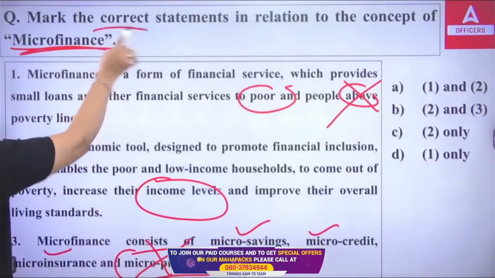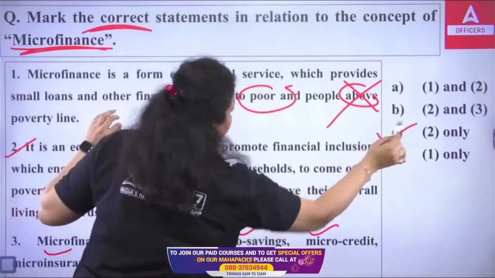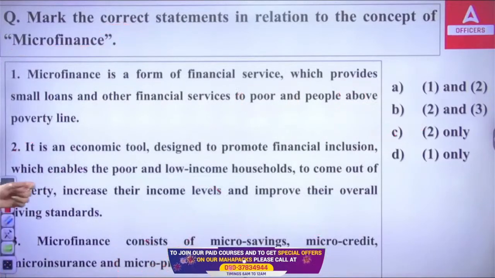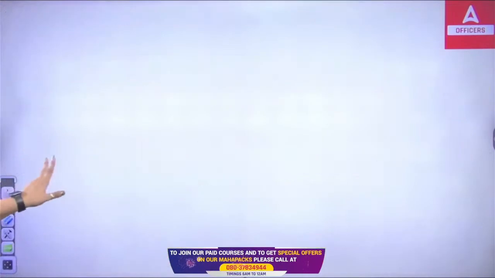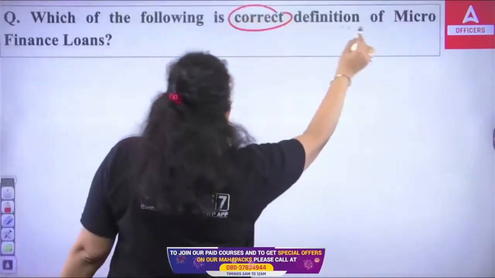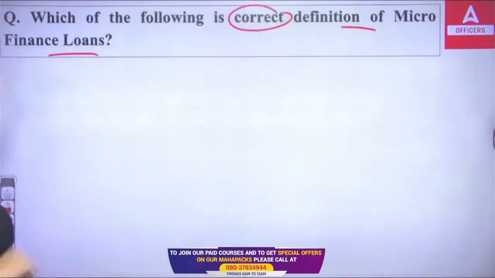No. So the only correct statement is the second option. It means the right option will be C. The right option will be your C option. Clear? C option. Next. Which of the following is the correct definition of microfinance loans?